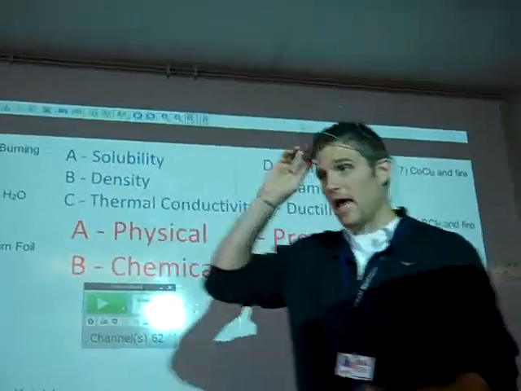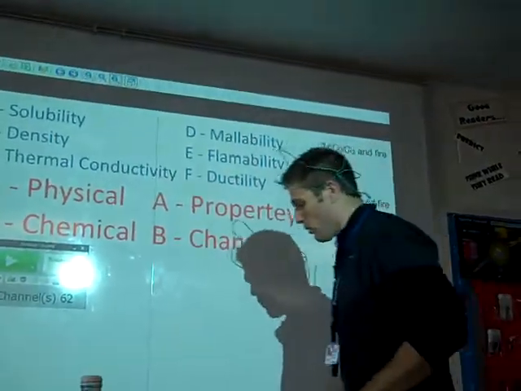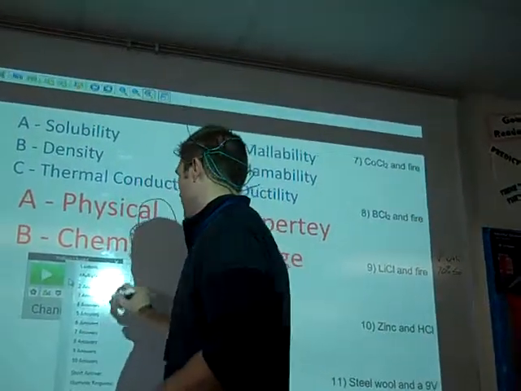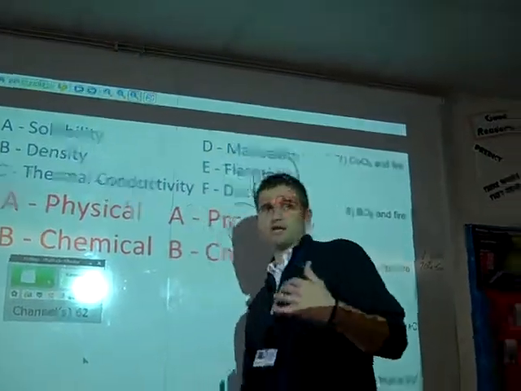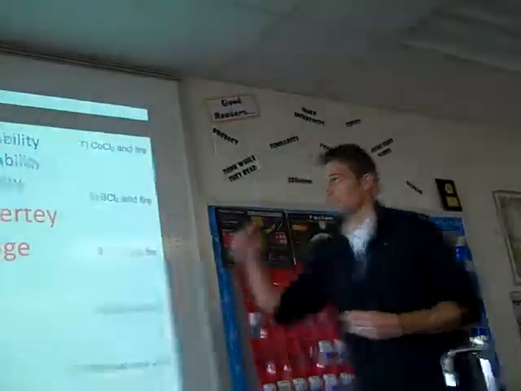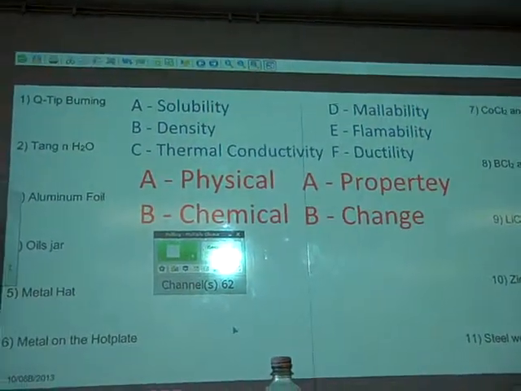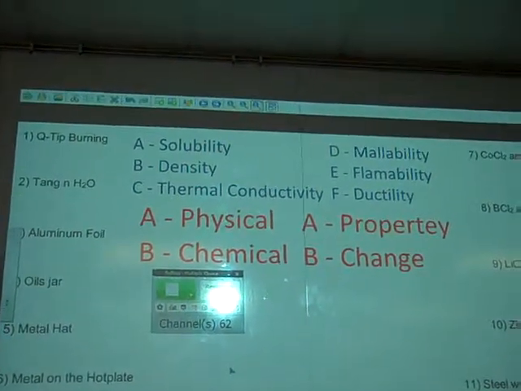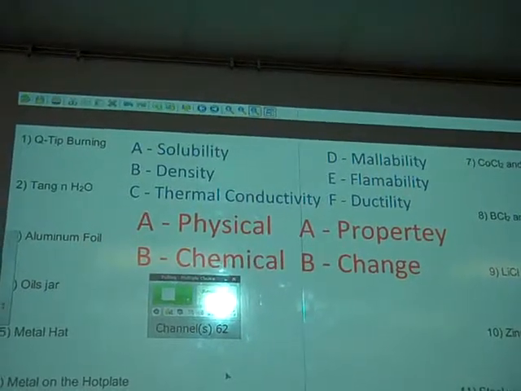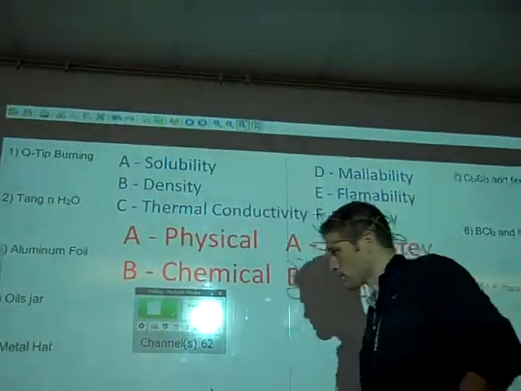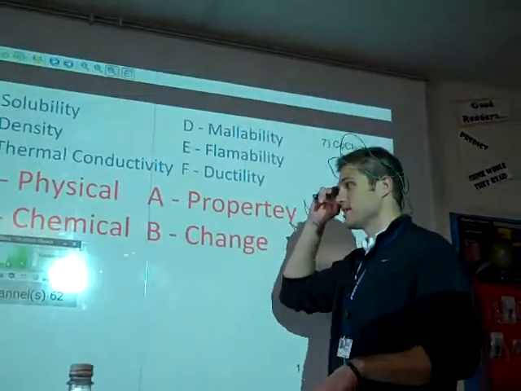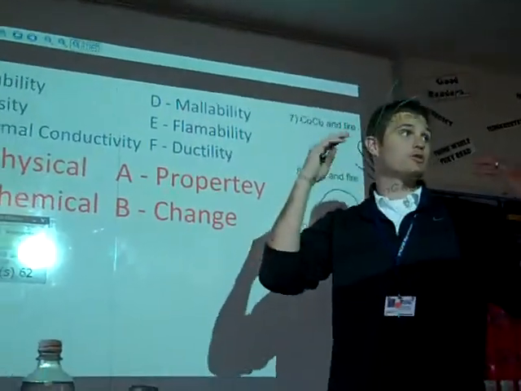Okay, so I have this sweet hat. It's made out of metal. What I would like to know is what word up here explains why this hat is so sweet, because I was able to make it. Is it A, solubility, B, density, C, thermal conductivity, D, malleability, E, flammability, or F, ductility? Okay, so we have ductility. This hat means ductility because I'm able to draw it into wire.